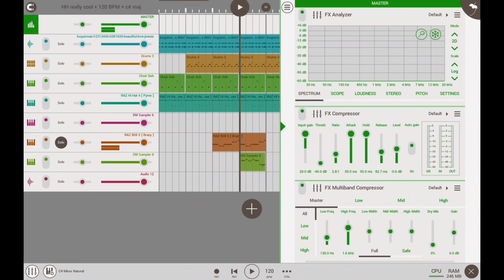Bro, if I can tell you the truth, I feel like on the FX analyzer, the 808 is playing in a nice way, bro, in a nice way. You know why? Because, okay, let me play one time and then try to zoom it for you.